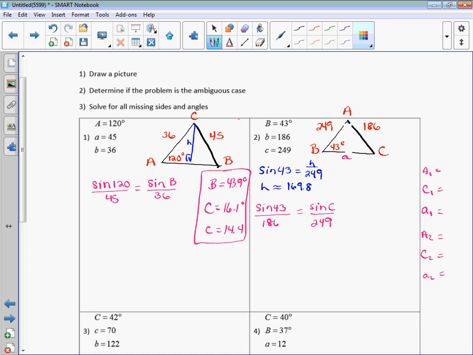Usually one is going to be the acute triangle because inverse sine won't find the obtuse angle for you. You have to find the obtuse one. I'll show you how to do that here in a second. Alright guys, what do you get for angle C? 65.9.